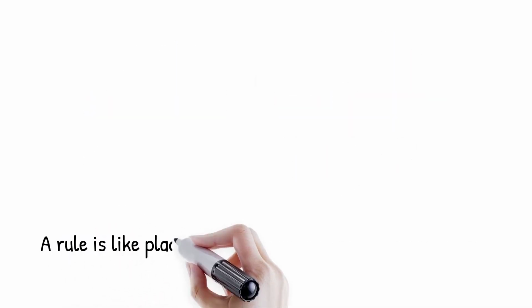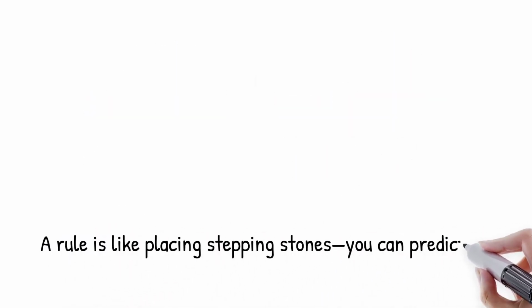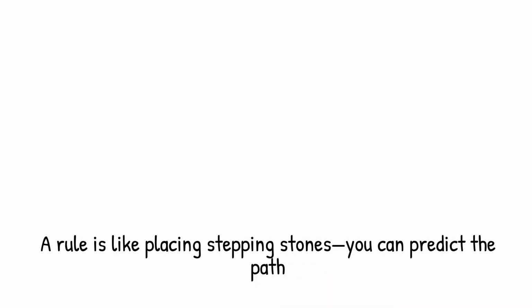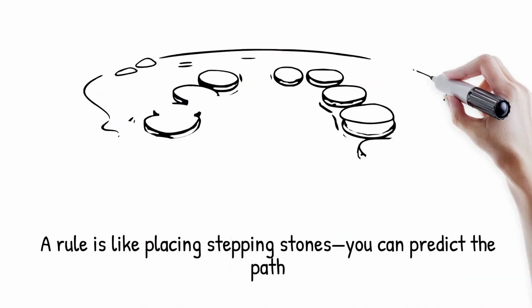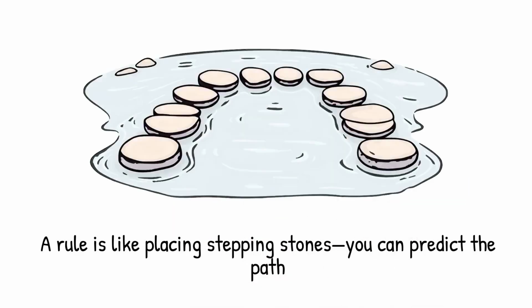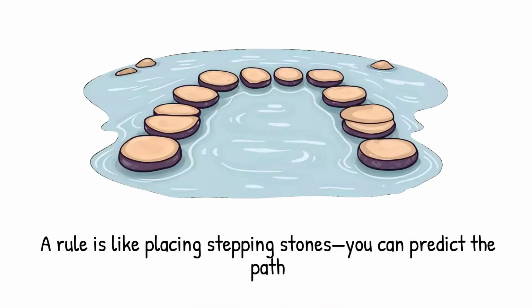Put your device away for a moment and picture a row of stepping stones across a stream. If the stones are placed by a clear rule, you can predict where the next one will be. A verbal rule is like saying how the stepping stones were placed. It tells the structure of the path.